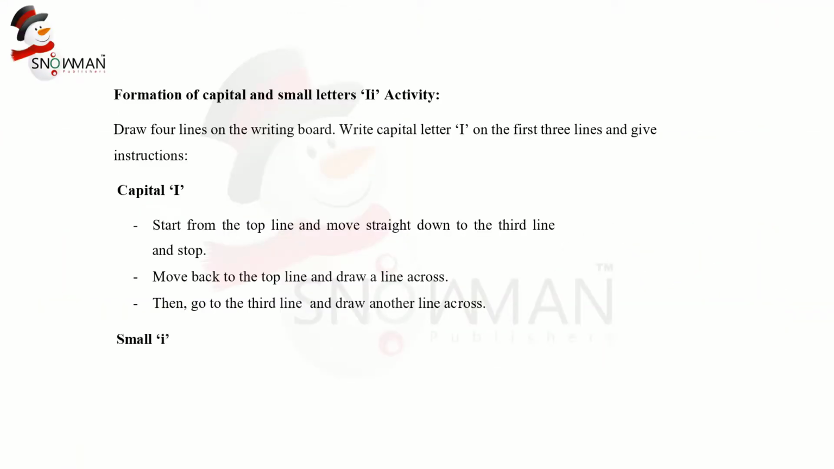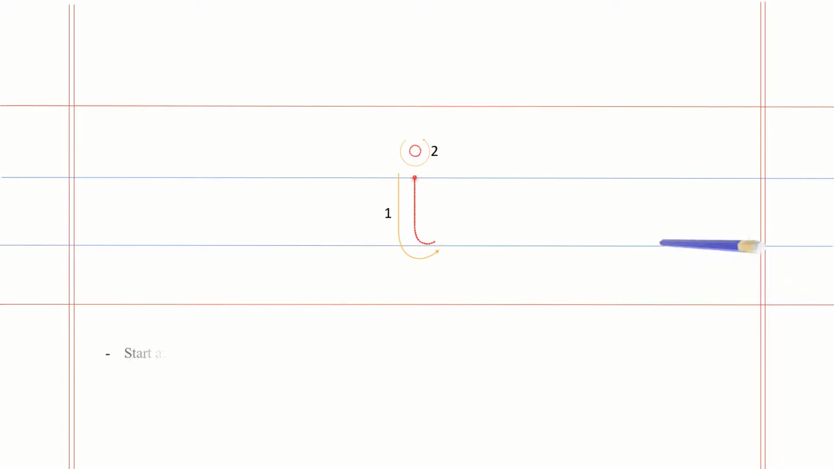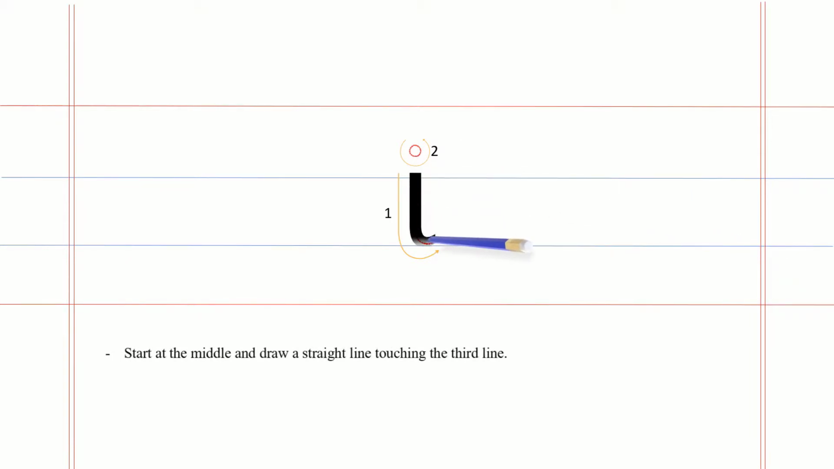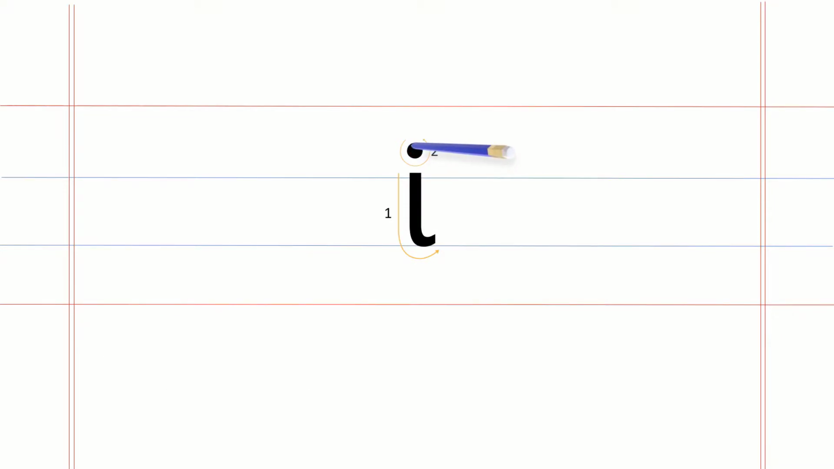Small I. Write small letter I on the middle lines and give instructions. Start at the middle and draw a straight line touching the 3rd line. Then go above the middle and make a small dot.